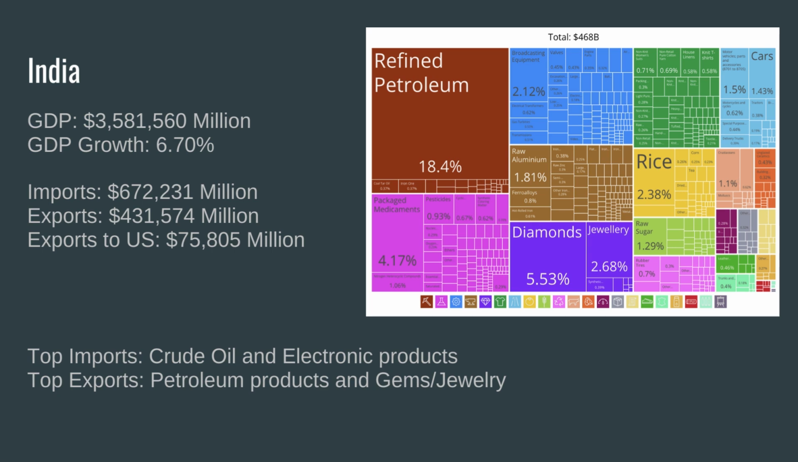We also note that the top imports are primarily in the crude oil and electronics areas, with top exports being petroleum refined products, as well as significant amounts of other equipment, notably significant amounts of jewelry and gems.